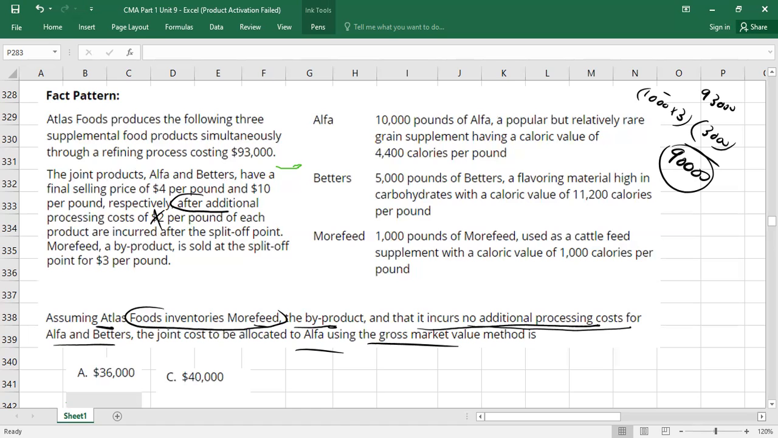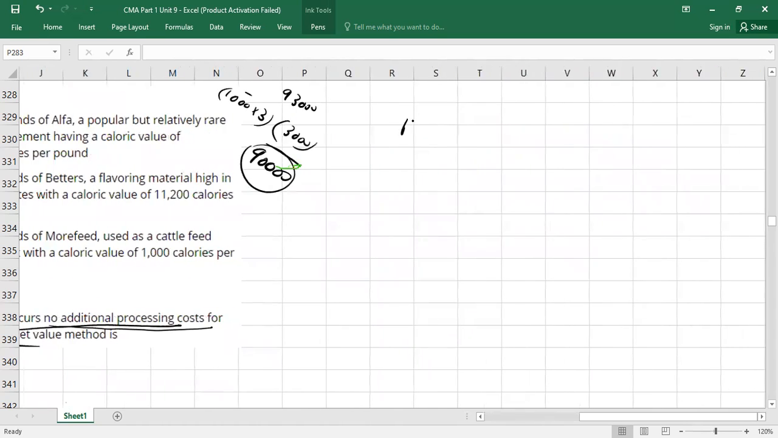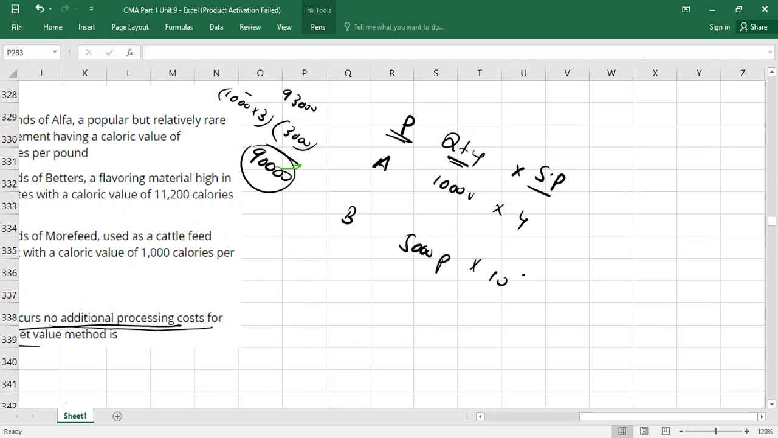So how will you do it now, guys? First you will write here the product, which is alpha and beta. Then the quantity: alpha quantity is 10,000 pounds, beta 5,000 pounds. I am allocating based on pounds. So you will multiply with what? With the sale price. It was 4 and 10. It will give you a sale value of 40,000, and it will give you 50,000. Because you have to use the sale value method now. Don't calculate NRV. That's it.